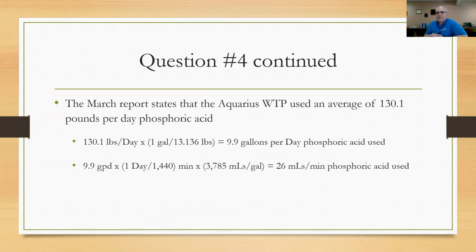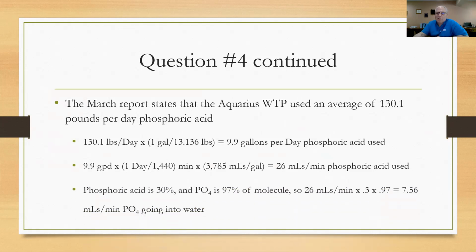That's 26. So 26 milliliters per minute is the dose of phosphoric acid being put into the water here to treat it at Aquarius plant. And of that 26 milliliters per minute, only 30% of 97% of it is actual phosphate. I'll work that math out. 30% times 97%, I'm coming up with 7.56 milliliters per minute phosphate going into the water.